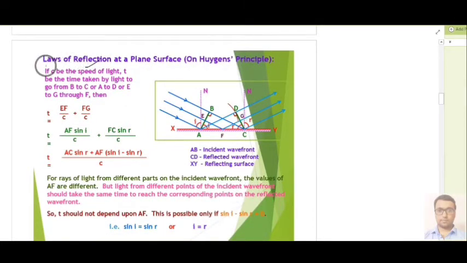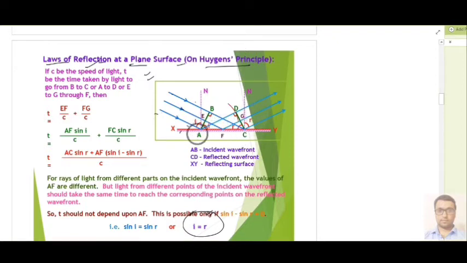Now the second thing we have is the laws of reflection at a plane surface. We know that for reflection, angle i should be equal to angle r, but this has been proved with the help of wave theory, or Huygens' principle. In this we consider that one wavefront is incident on the surface in this way, and at this reflecting surface this wavefront will reflect from here in such a manner.